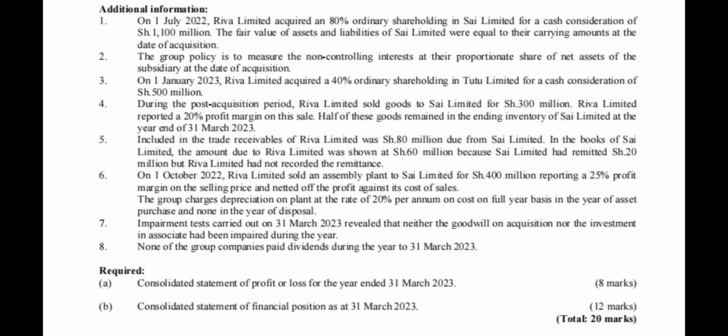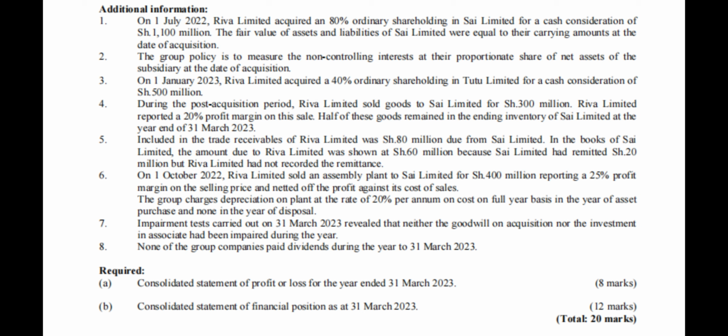6. On October 1, 2022, River Limited sold an assembly plant to Sai Limited for 400 million, reporting a 25% gross profit margin on the selling price and netted off the profit against its cost of sale. The group charges depreciation on plant at the rate of 20% per annum on cost on a full year basis in the year of asset purchase and none in the year of disposal. 7. Impairment test carried out on 31st March 2023 revealed that neither the goodwill on acquisition nor the investment in associate had been impaired during the year. 8. None of the group companies paid dividends during the year to 31st March 2023.